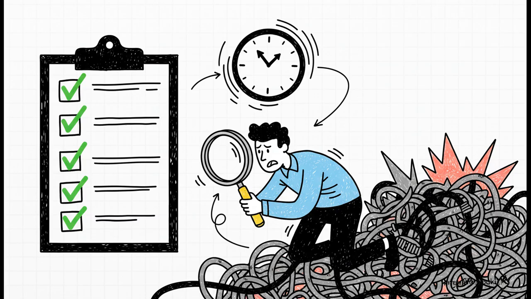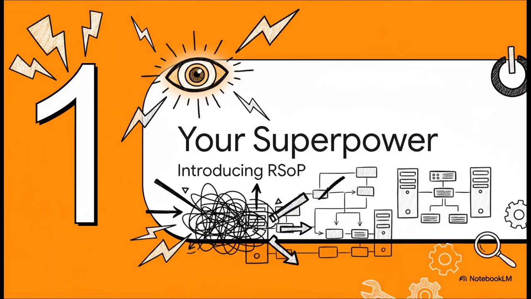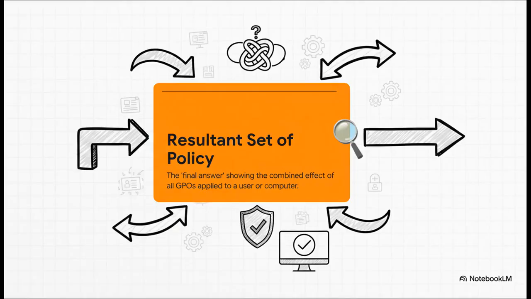You can waste hours, sometimes even days, hunting for that one tiny, buried setting that's causing the whole problem. It's got to be one of the biggest headaches in Windows infrastructure management. But what if you had a tool that could just slice through all that complexity and tell you what's really happening on that machine? Well, that's RSoP. Honestly, you should think of it less like a utility and more like your own personal diagnostic superpower for any GPO investigation.